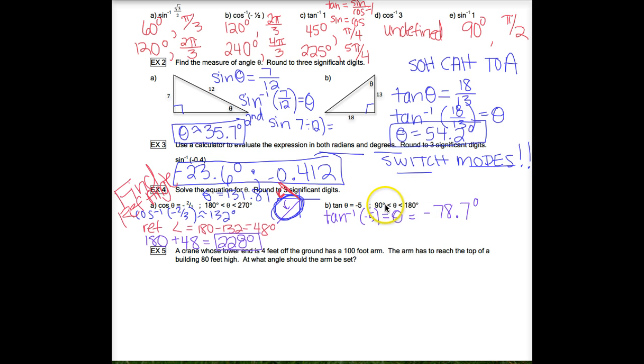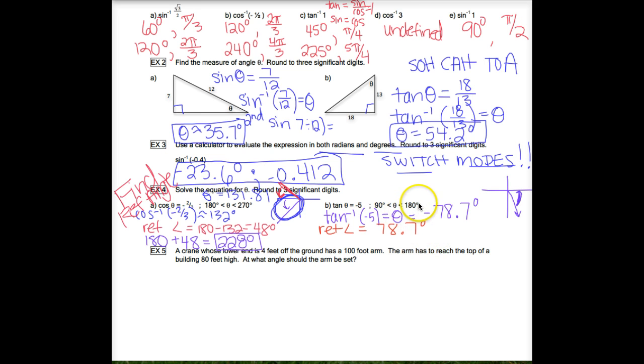So we need to find the reference angle. So if I sketch -78.7, that's almost -80 degrees, so it's right here. And this is my reference angle, which is 78.7, because that's how far away from the x-axis that angle would be. So reference angle is 78.7 degrees.